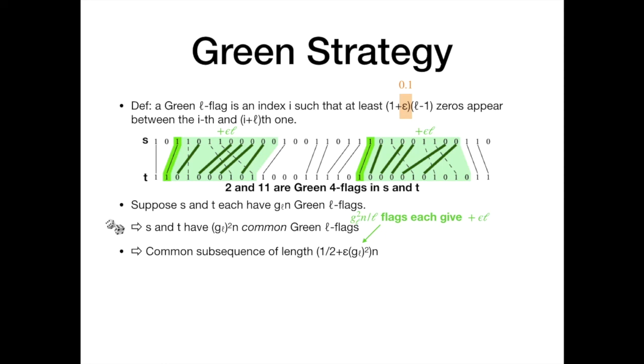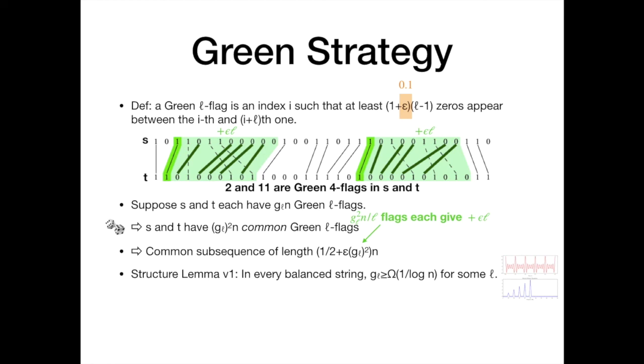And how many times do you get to do this switch? There's G squared n flags to use, but every time you use a flag, you potentially skip over L other flags. So you get to use this at least G squared n over L times. Each time you get an advantage of epsilon L, so the total advantage is epsilon G squared n over the trivial n over 2 matching. So this gives you a long common subsequence if you have such an S and T.